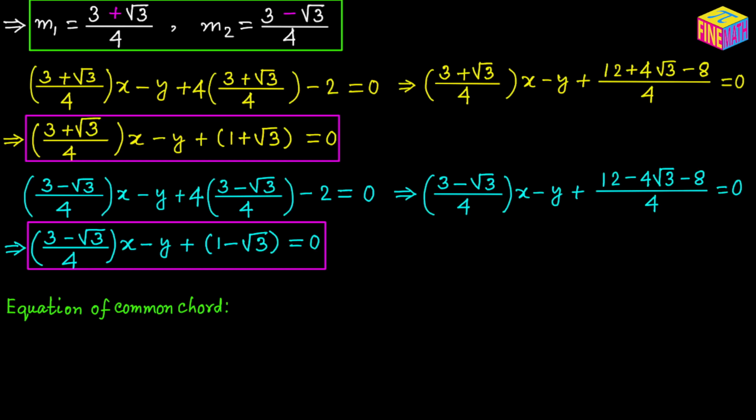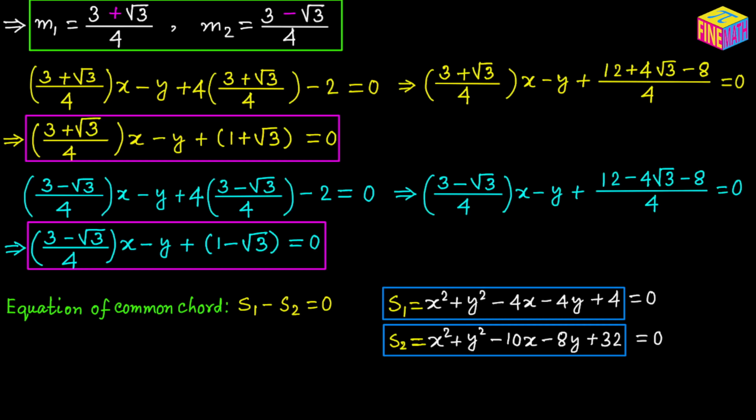Next, let's try to find the equation of the common chord. Well, we know the equation of the common chord is like this. S sub 1 minus S sub 2 is equal to 0. In this case, S sub 1 is actually the left hand side expression of the first equation of the circle, which is x squared plus y squared minus 4x minus 4y plus 4. And S sub 2 is the left hand side expression of the equation of the second circle, which is actually x squared plus y squared minus 10x minus 8y plus 32.